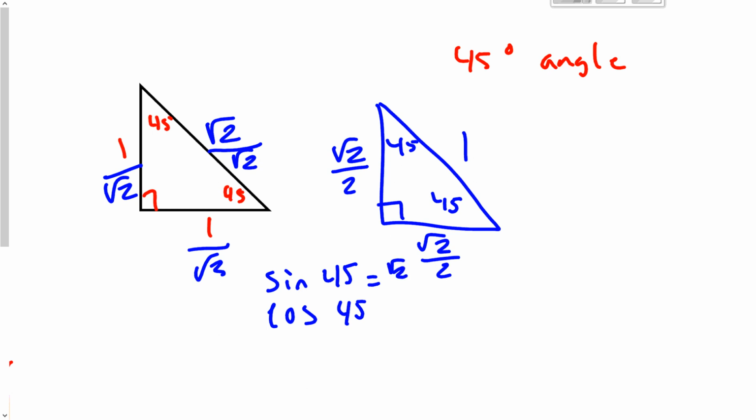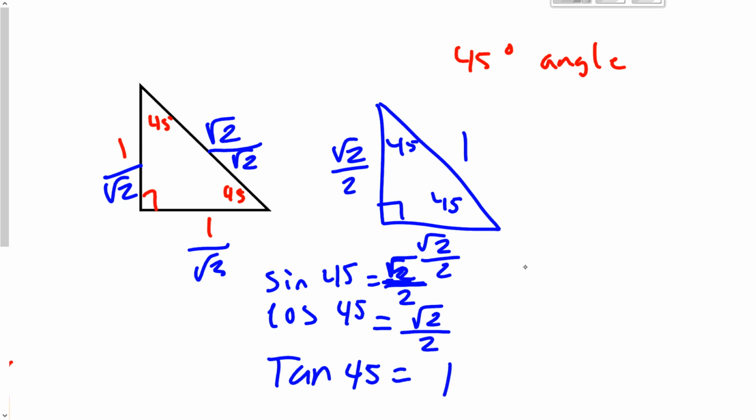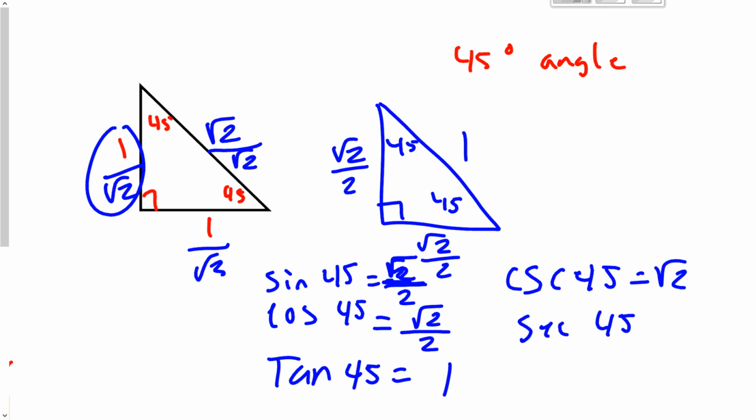So sine is root 2 over 2, and cosine is also root 2 over 2. Tangent would be sine divided by cosine, so root 2 over 2 divided by root 2 over 2, which equals 1. And then you can flip these. Cosecant of 45 would just be root 2, because it's taking this 1/2 and flipping it. Same thing with secant of 45, it's just root 2, and then cotangent would be 1.